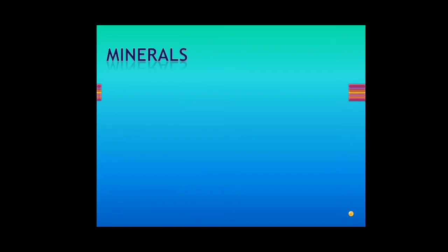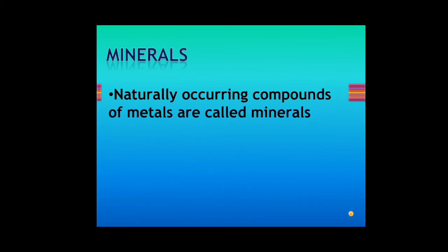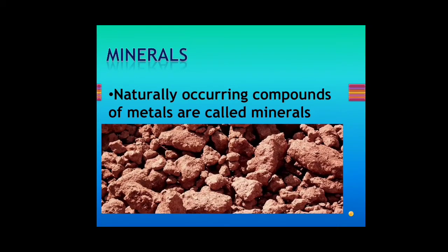We have to see one more term, that is minerals. What is a mineral? A mineral is a naturally occurring compound of a metal. When the metal naturally occurs, in which state is it? Is it a metal carbonate, is it a metal chloride? That is called a mineral. The picture that we can see is a mineral of bauxite. So it's a bauxite ore. Aluminium is extracted from bauxite.